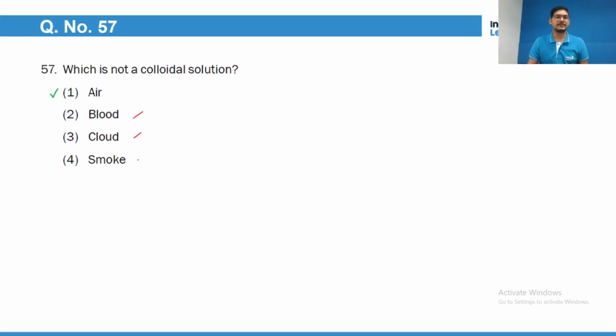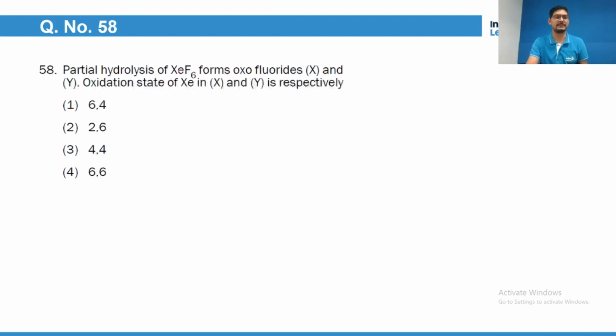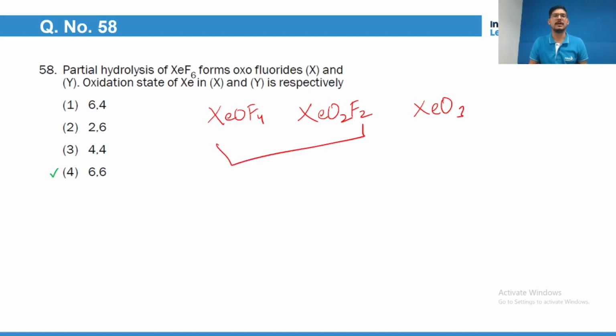Blood, cloud, smoke, all these are colloids. Of course, air, we can assume that it's a homogeneous mixture of different gases. So this is the correct answer. Partial hydrolysis of XeF6 first produces XeOF4, then it produces XeO2F2, and then finally the complete hydrolysis gives XeO3. So of course, the products of partial hydrolysis are these two, and these are not redox reactions. The oxidation number of xenon remains the same, which is plus 6. So this is the correct answer.